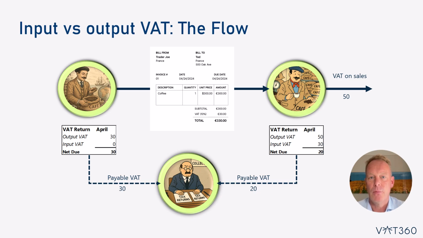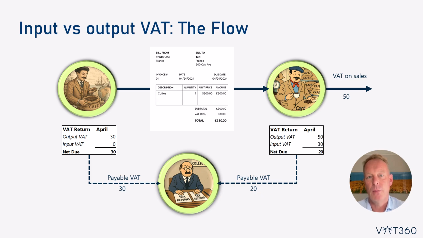Let's revisit our example, where we zoom in on the transaction between the trader and the wholesaler. The trader sells the coffee to the wholesaler for €300 plus €30 VAT. On his outgoing invoice, he records €300 as sales revenue and €30 as output VAT owed to the tax authority. At the end of the month, when preparing his VAT return, the trader reports €30 of output VAT from the sale and €0 of input VAT, assuming he made no other cost in April, resulting in €30 net VAT payable to the tax administration. Now let's look at the wholesaler.